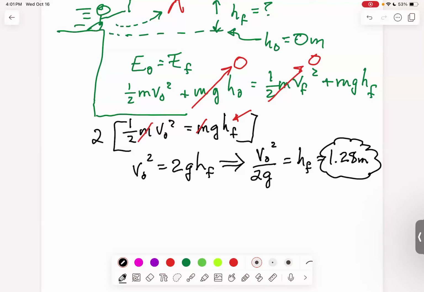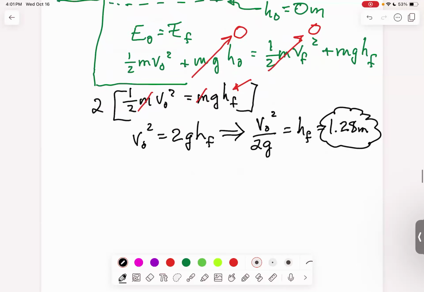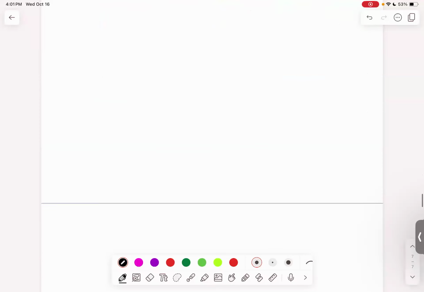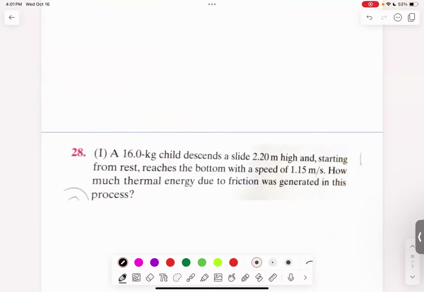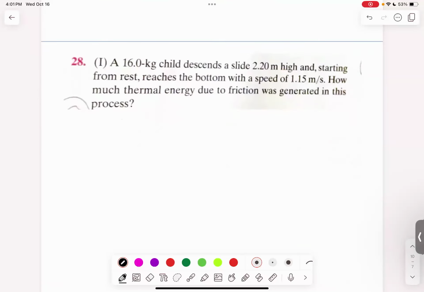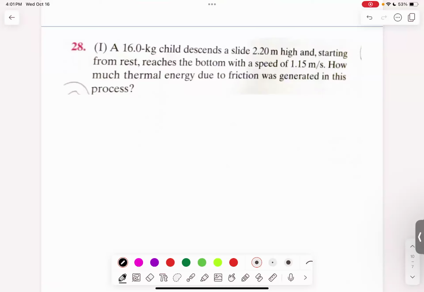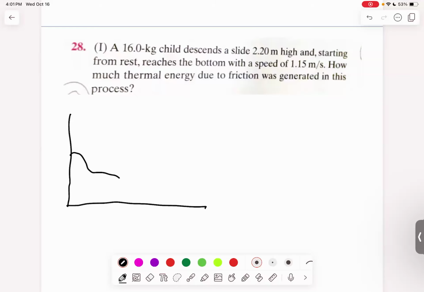All right, we'll do one more problem. And so this last problem will be number 28. Number 28, we have a child. He or she is going to be sliding down the slide. So let's just say that this is the slide.